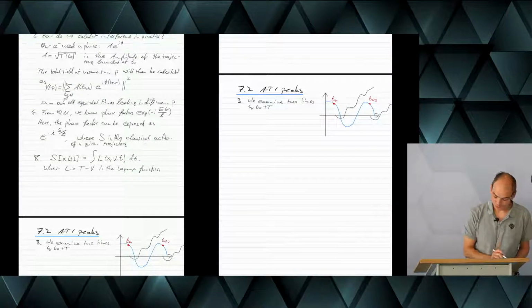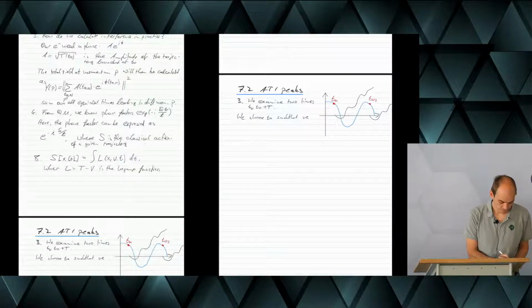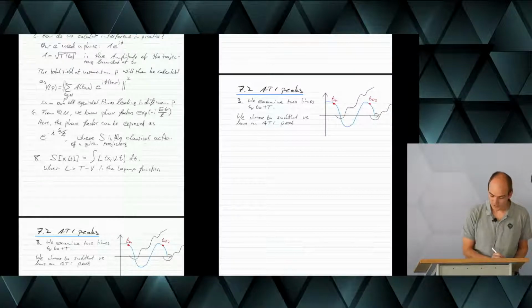Okay, so we examine these 2 times, and we choose t0 such that we have an ATI peak. ATI peaks mean we have an interference maximum. And that means that the relative phase, or the phase difference of the 2, must be a multiple of 2 pi.